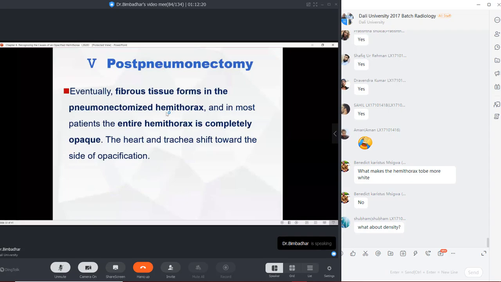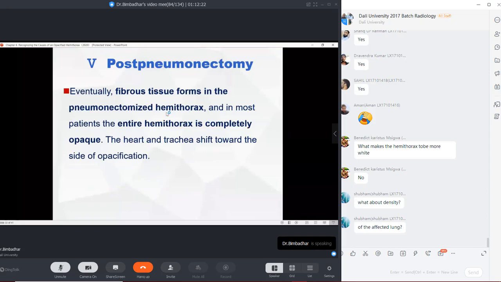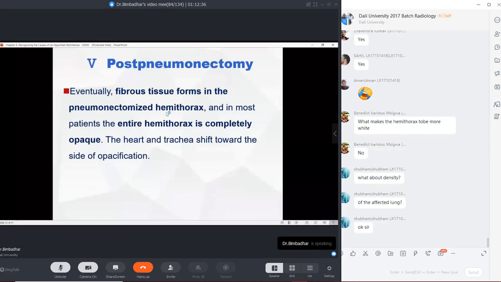Density, yes, it will look white, only in 24 hours. Shubham, the lung has already been removed. So why is it not the affected lung? Lung is removed. Lung is not even there. You get it? That is where you are confusing yourselves, I guess. The lung is not even present. It means to say no pleural cavity at all. Whatever is left is only the thoracic cavity. You got it?